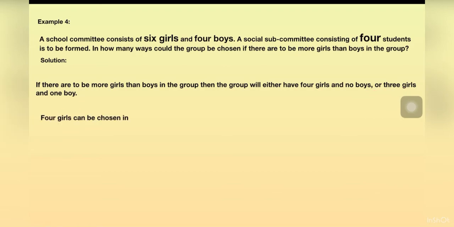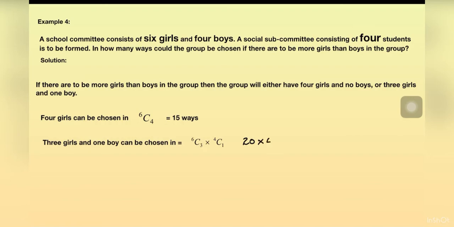4 girls can be chosen in 6C4 ways, because we have 6 girls and we want to choose 4. That is 15 ways. 3 girls and 1 boy can be chosen in 6C3 times 4C1 ways. This is 3 girls from the 6 girls, and this is 1 boy from the 4 boys.